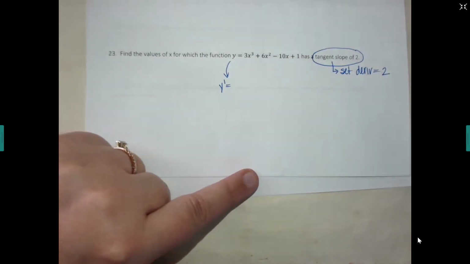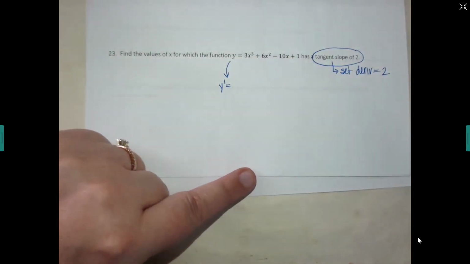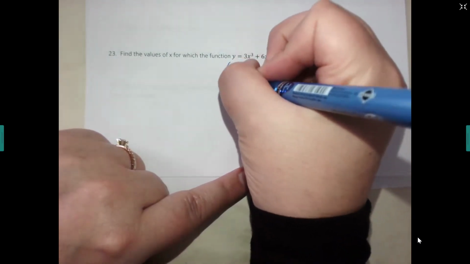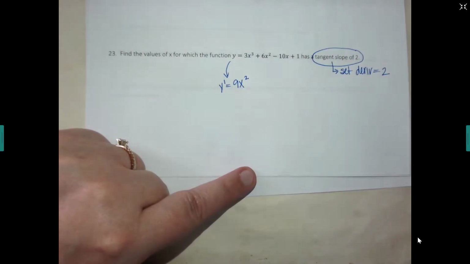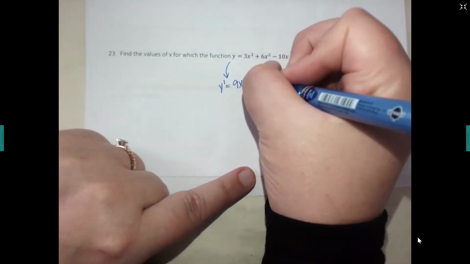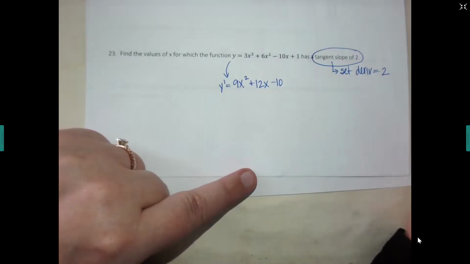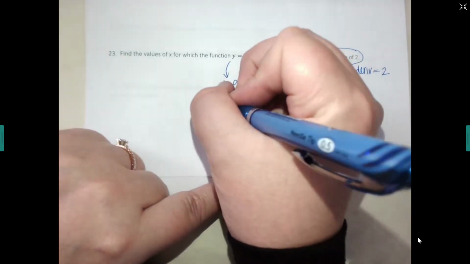Okay, nice, easy power rule here. So 3 times 3 is a 9x squared. Next term? 12x. Next term? Minus 10. What happens to the 1? Set it equal to 2.